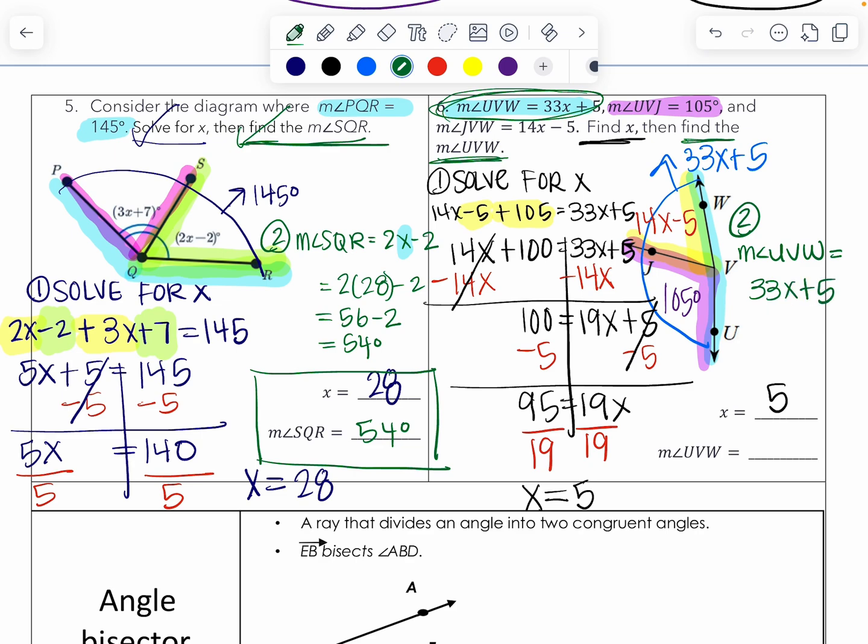We're going to substitute the value that we just found for x. So we know that x is equal to 5. We're going to substitute it in there. So 33 times 5 would give us 165, plus another 5, this would be 170 degrees. And we are done with this one. Okay, so that is everything for angle addition.